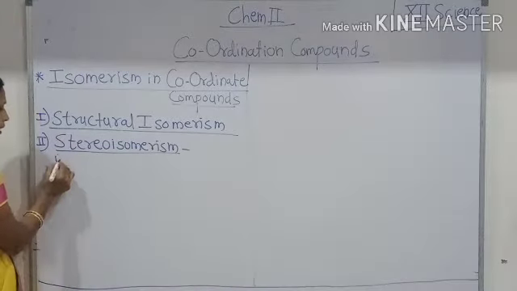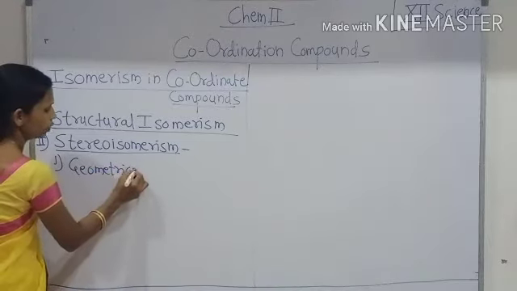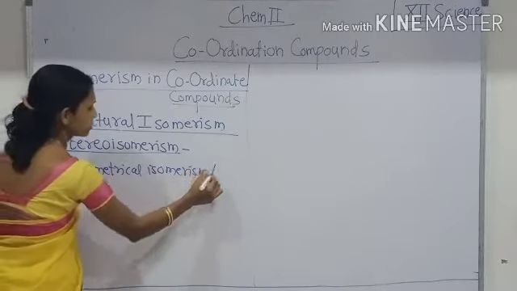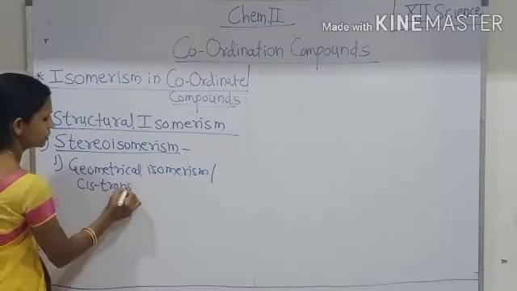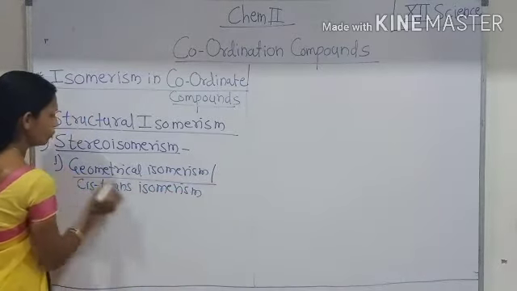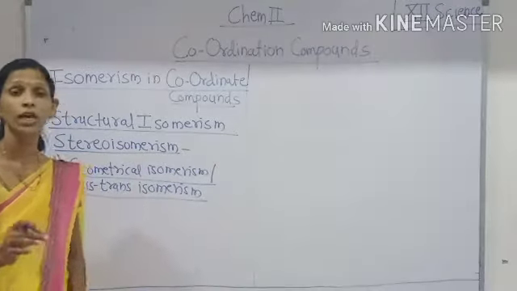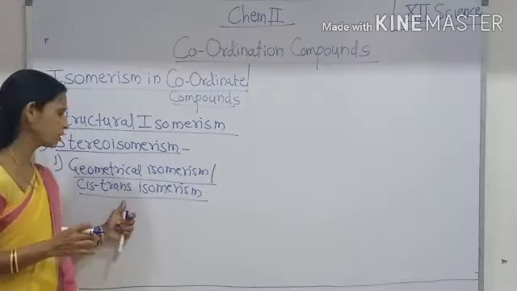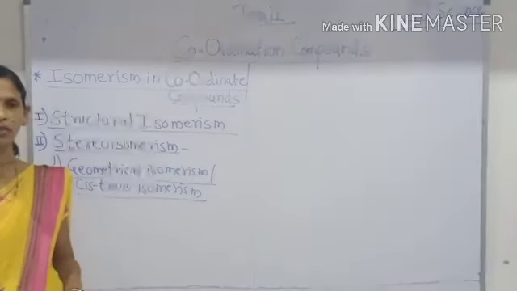The first one is geometrical isomerism, also known as cis-trans isomerism. All of you studied about cis-trans isomerism or geometrical isomerism exhibited by different types of organic compounds. But-2-ene shows cis-trans type of isomerism. All of you studied about that.